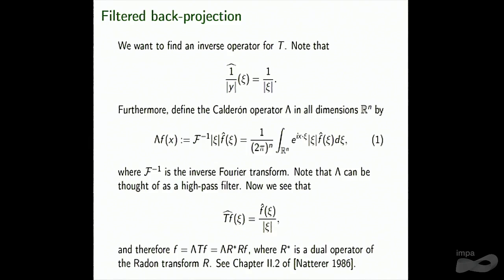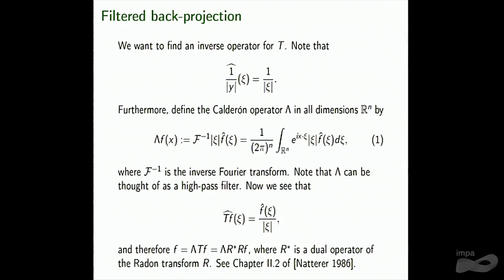Then we can give a name to this operator that first Fourier transforms a function f, then multiplies by the length of the Fourier vector, and then inverse Fourier transforms. It's called the Calderon operator. So it's a pseudo-differential operator. It's kind of a first derivative because it grows linearly with xi, but it's actually not a derivative, it's a pseudo-differential operator.